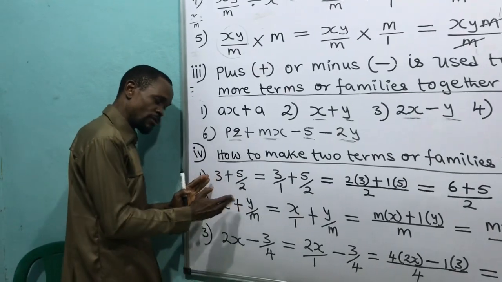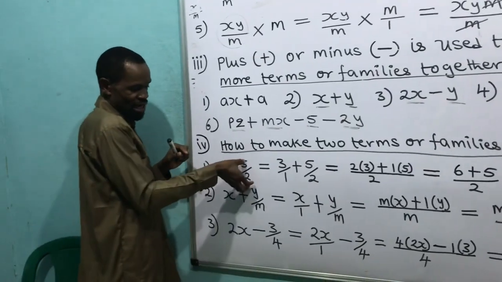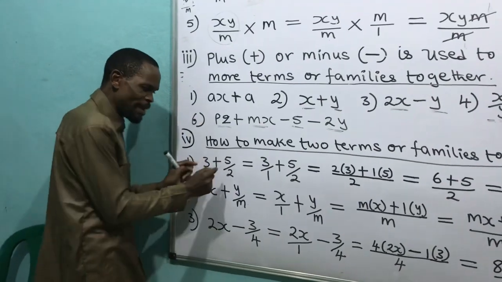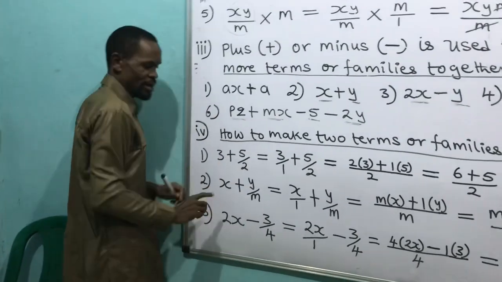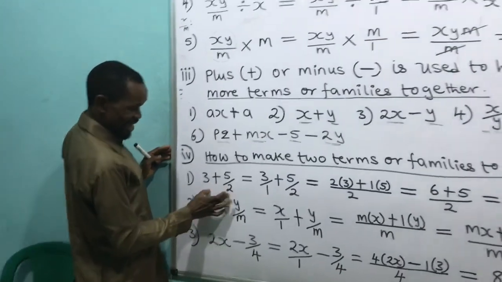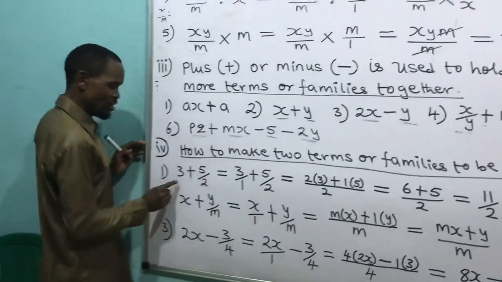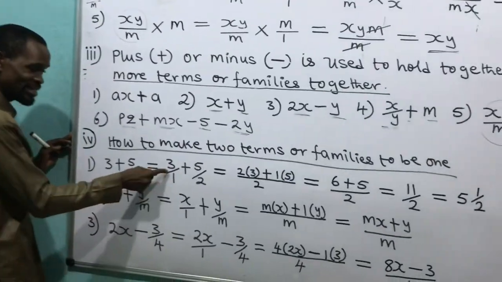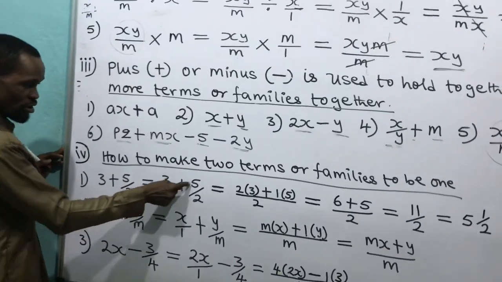You know that this is 2 families. This is family 1. This is another family 2. Held together by what? Plus. How will I make these 2 families to be 1? I said this thing I write here is the same thing as 3 over 1. You remember how we did the 1? Anything you write is divided by 1. So this is 3 divided by 1 plus 5 over 2.